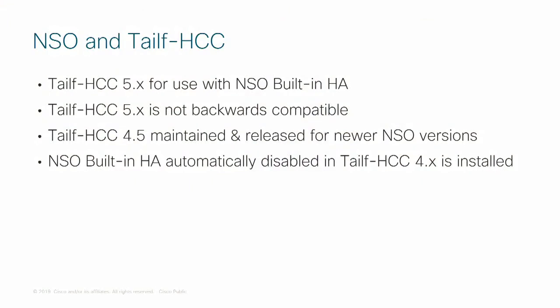But the old version of HCC still exists, and we have a new version. We also have a number of versions of NSO in deployment. So how do we work with this in practice? This is a bit of an exercise in combinatorics. As I've been mentioning so far, TLF HCC 5.x, version 5 and later, is intended for use with the built-in functionalities of NSO available in NSO 5.4 and later.